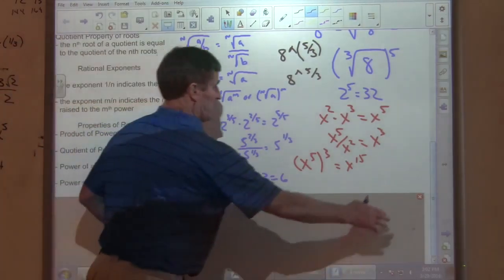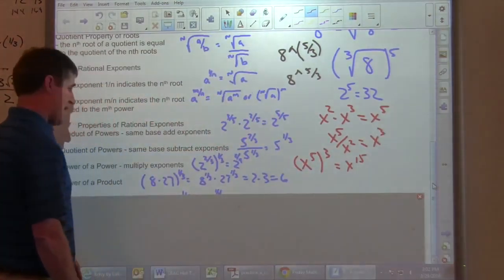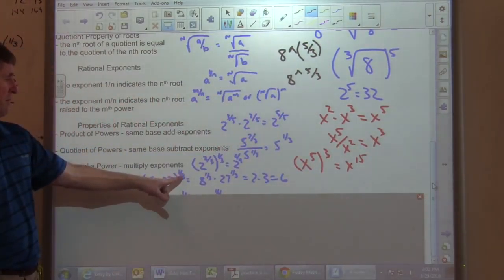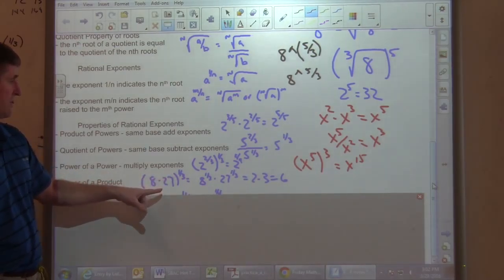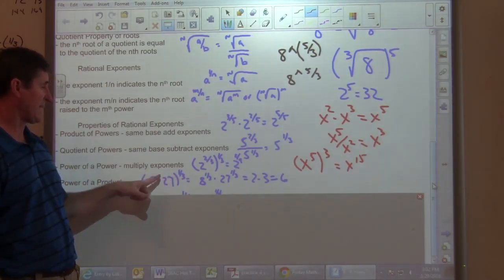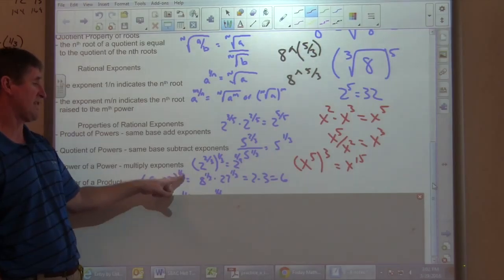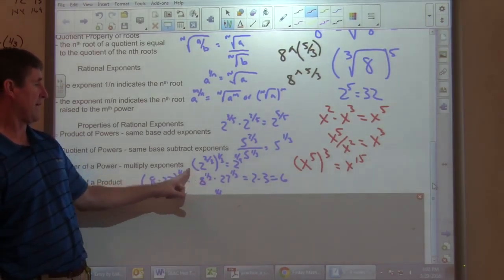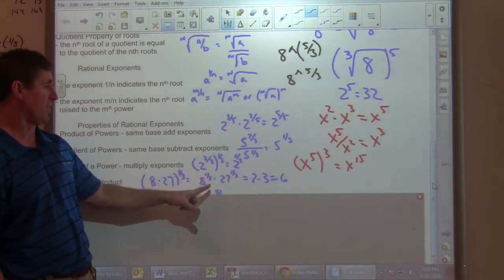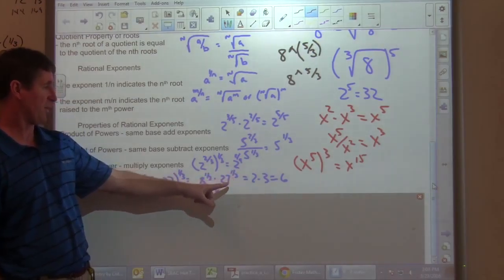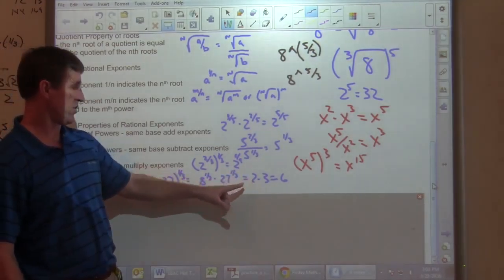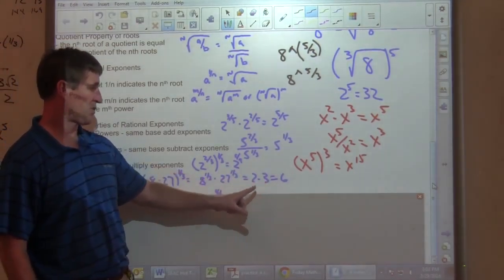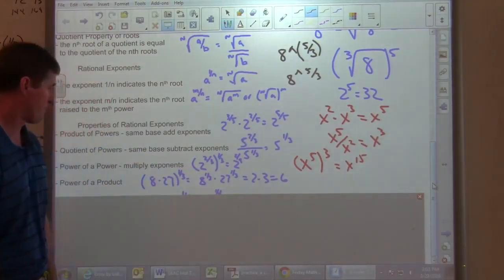Power of a product. If we have a power outside, remember, that distributes to both of those. So instead, you could go 8 times 27 on your calculator and then take the 3rd root of that. But you can distribute that and go 8 to the 1/3 times 27 to the 1/3. So the cube root of 8 is 2. The cube root of 27 is 3. So 2 times 3 is 6.